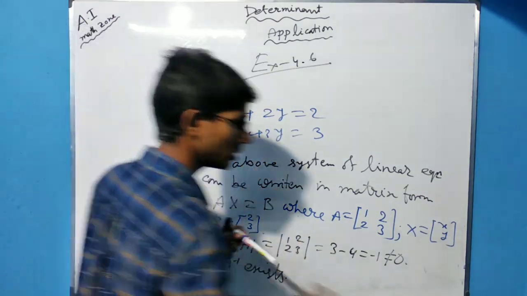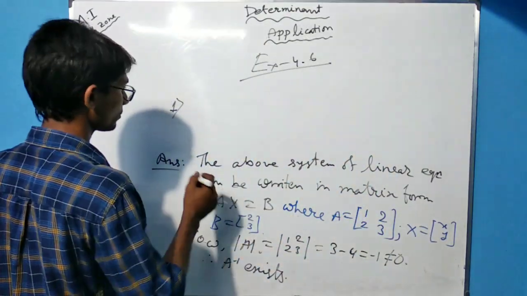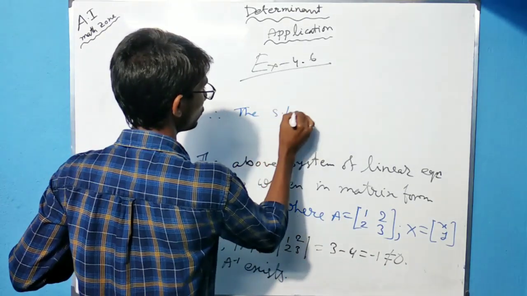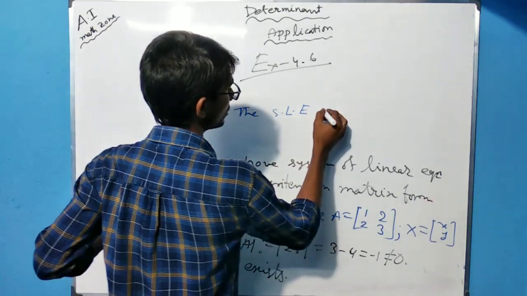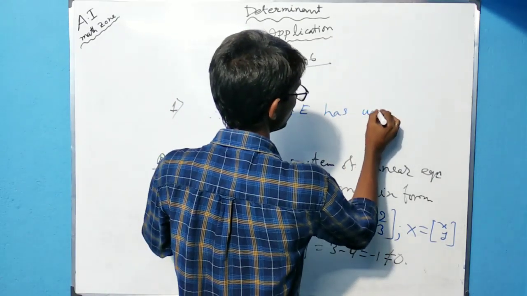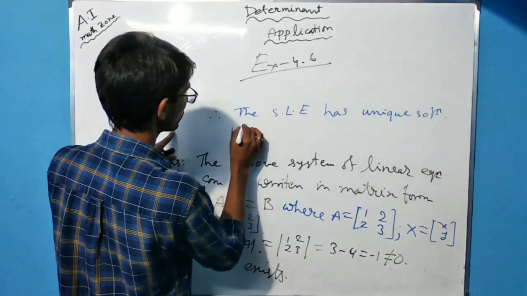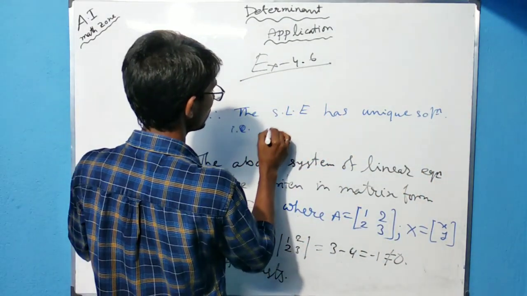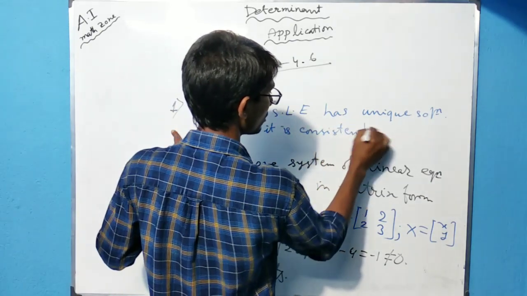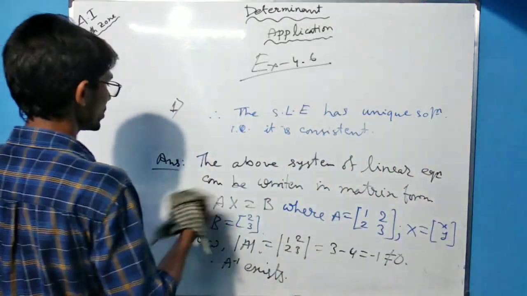Therefore the system of linear equations gives a unique solution. Therefore the system of linear equations has a unique solution, that is, it is consistent. So this is the concrete answer. Okay, now try the remaining questions.